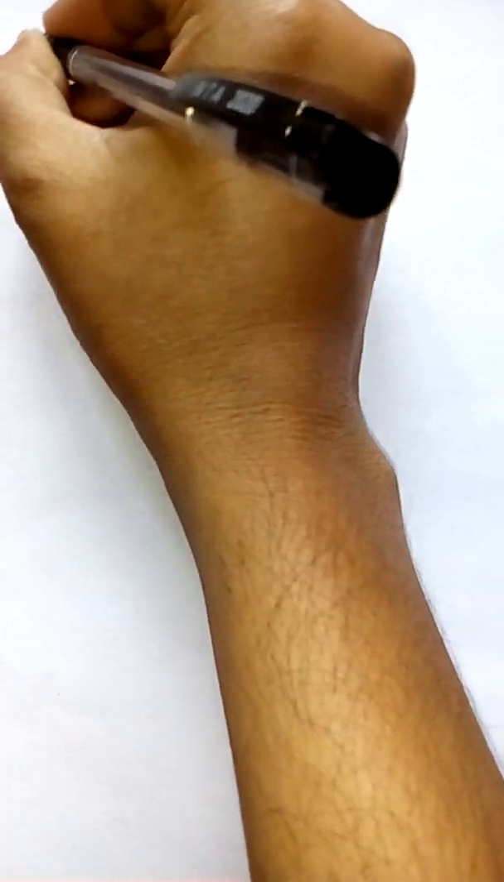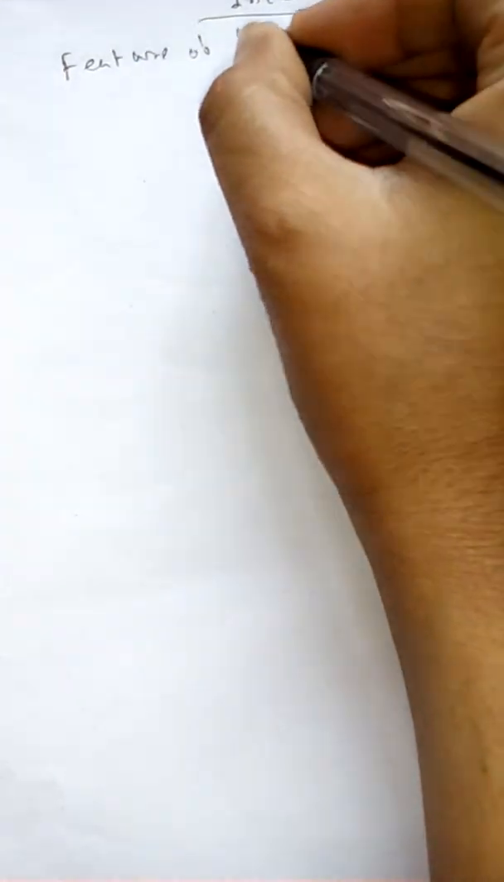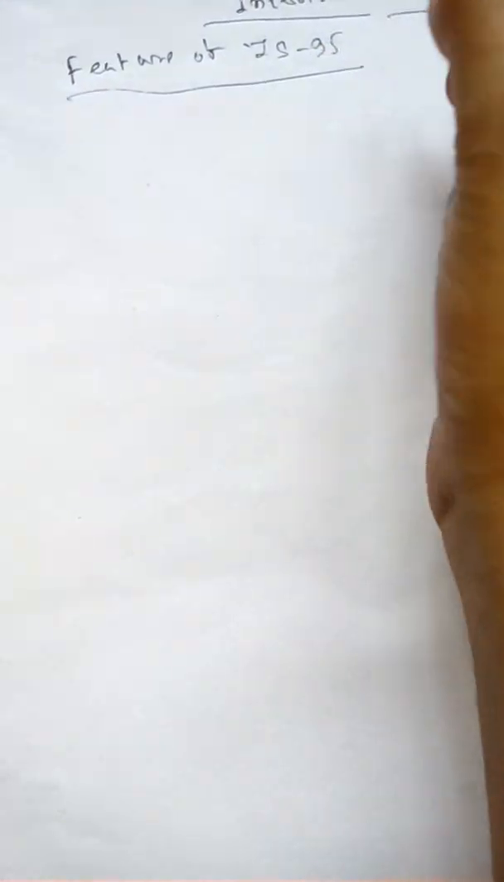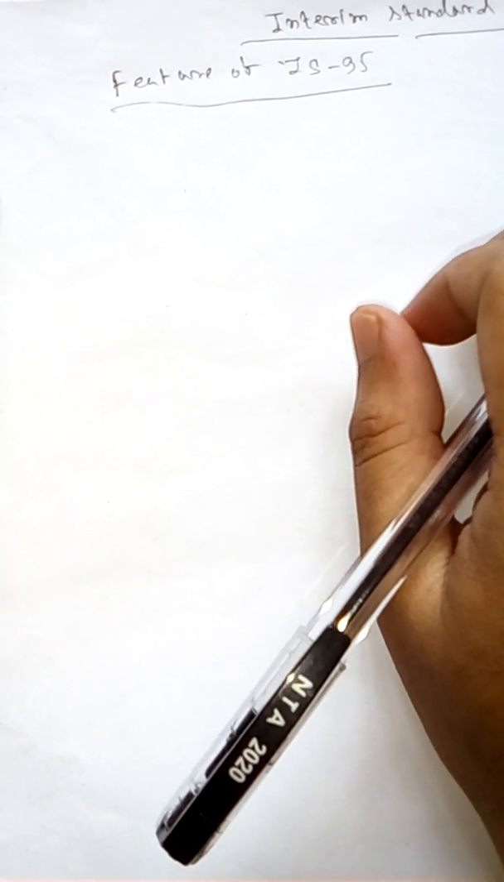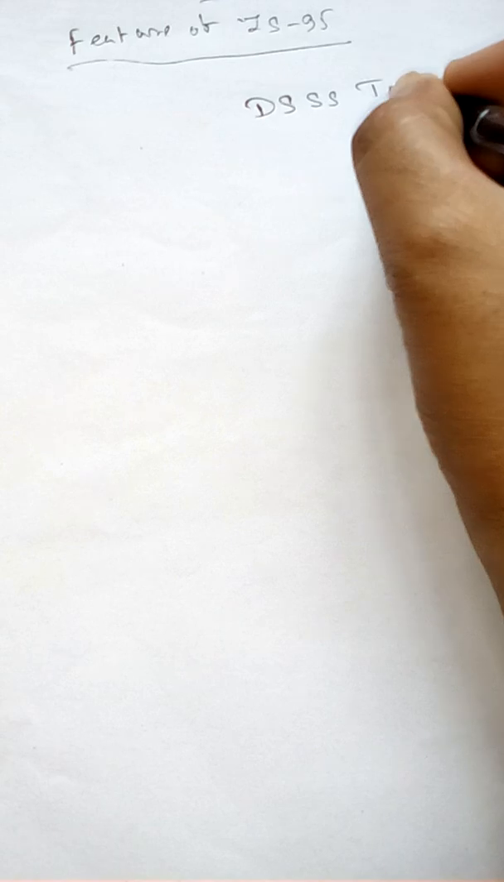What are the features of IS-95? If we see the features of IS-95, then we see that it permits every subscriber within a cell to make use of a radio channel, where the same radio channel is used by the subscribers of adjacent cells too. This is possible with the direct sequence spread spectrum technique, meaning DSS technique.